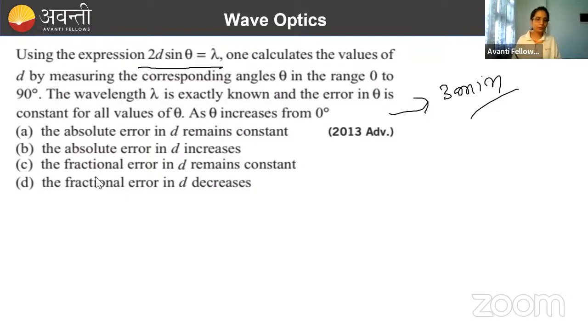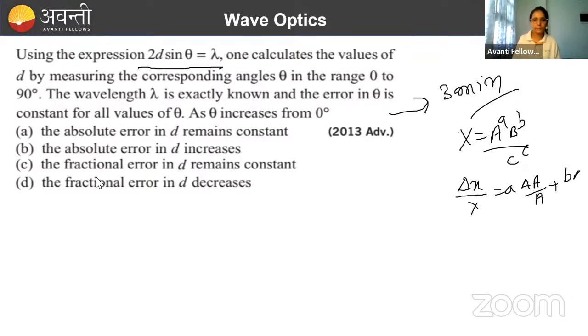I want to give you one hint. Suppose some quantity x is given as a to the power a, b to the power b divided by c to the power c. Then we can very easily calculate the relative error as delta x by x equals a delta a by a plus b delta b by b plus c delta c by c. This formula you already know.